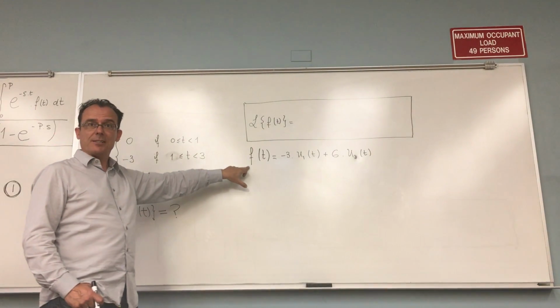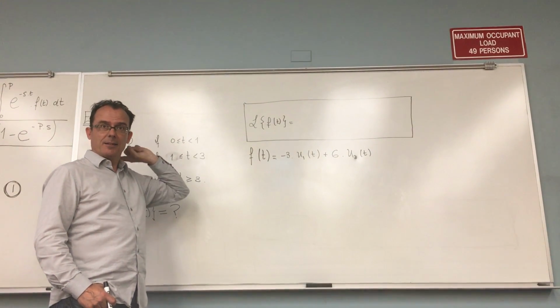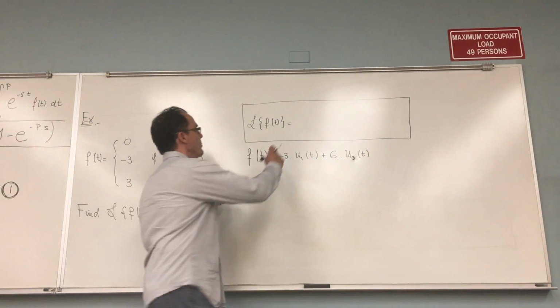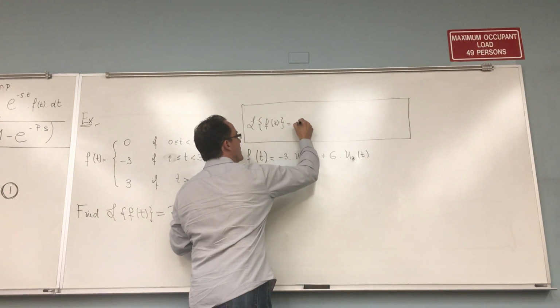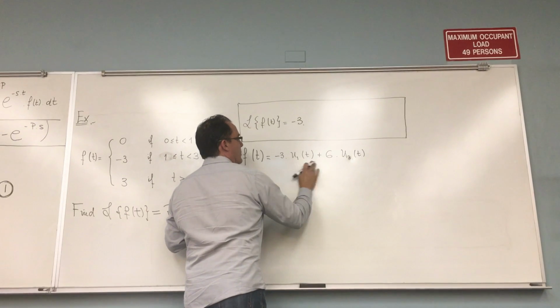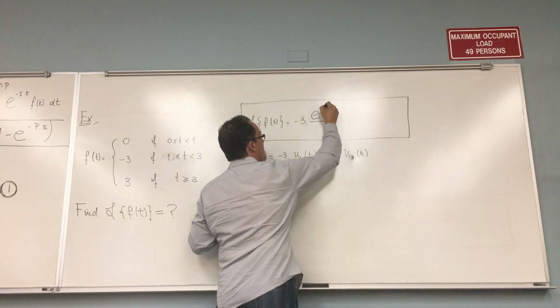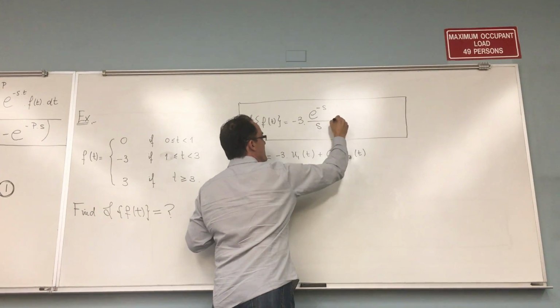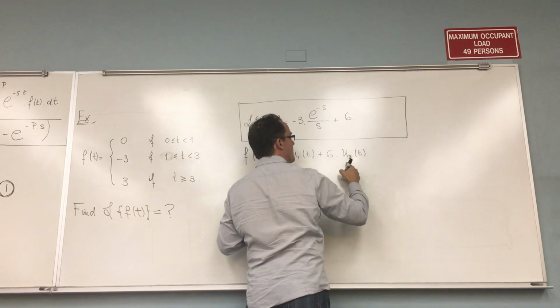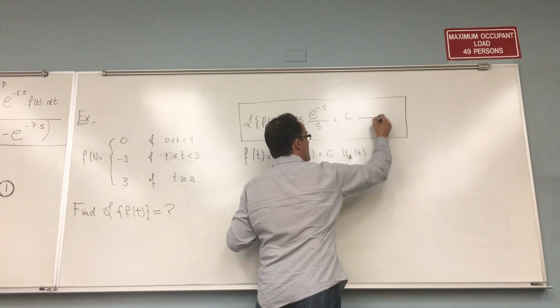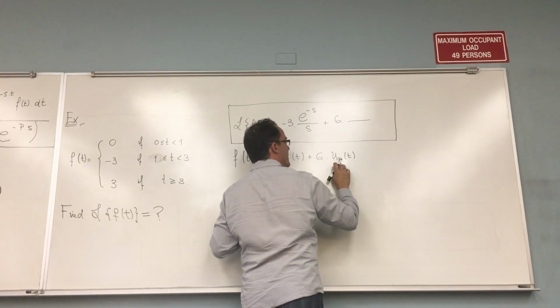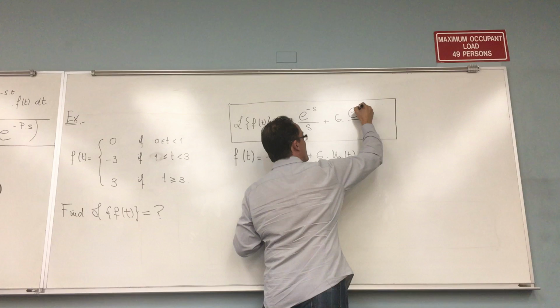And now take Laplace transforms using property number 1. What's the Laplace transform here? Minus 3 times the Laplace transform of this, plus 6 times the Laplace transform of this, number 1 for a equal to 3.